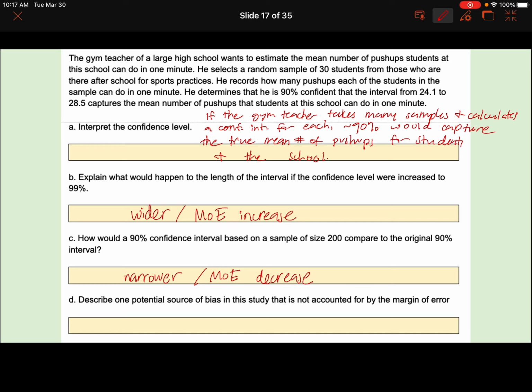And then one potential source of bias that's not accounted for by the margin of error. There are a few right answers here. I would say undercoverage is a big one. Because students who are not after school athletes did not have a chance to be part of the sample. So it's not going to be a true representation of the whole school. All right, we're done with part 2.